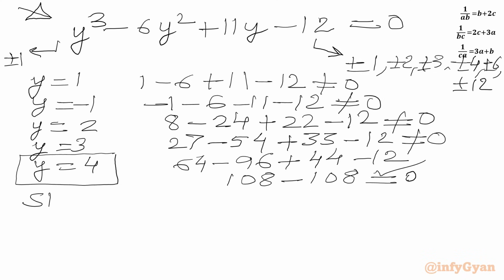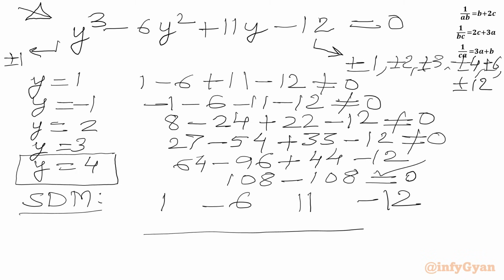Now we can use synthetic division method. We need to write all the coefficients of cubic equation. Coefficient of y cube is 1. Coefficient of y square is minus 6. Coefficient of y is 11. Constant is minus 12. Leading coefficient 1 would be as it is. Now we will multiply base solution with this leading coefficient. 4 times 1 is 4.